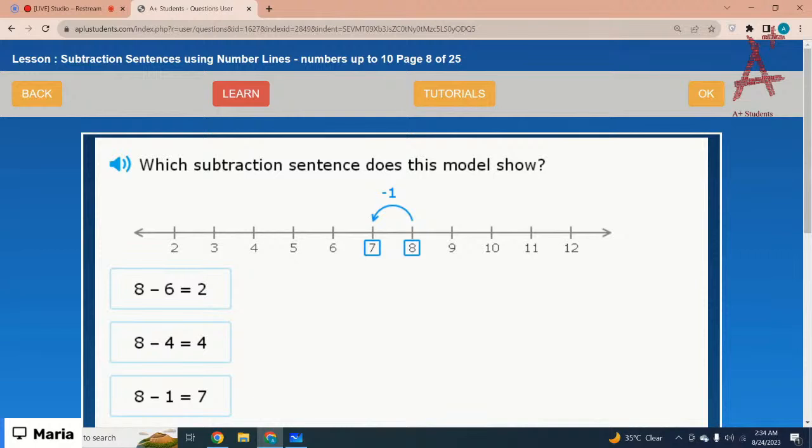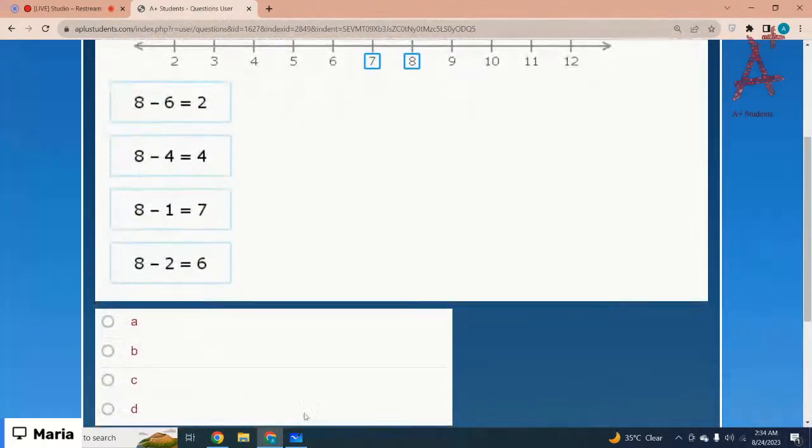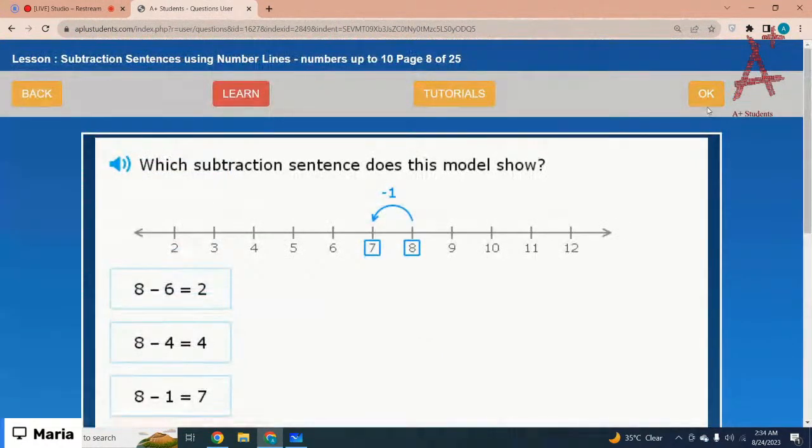8 take away 1 equals 7. So option C is the correct option, right? 8 take away 1 equals 7. Option C is the correct option.